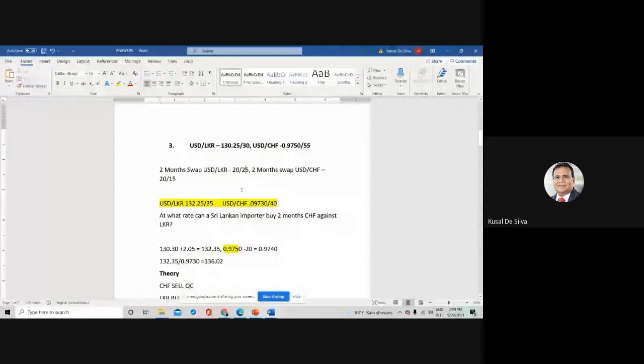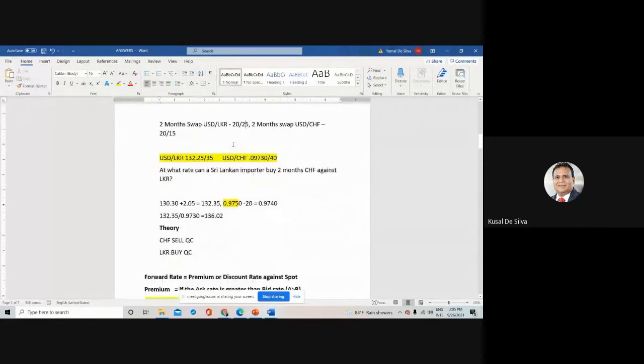You are basically doing this. I want to give you a different scenario. Here it's a premium. Here it's a discount. How does it become a premium? Your bid rate is more than the ask rate after 2 months. Here your bid rate is more than the ask rate after 2 months. This is a discount. This is a premium. So if it is a premium, you have to add it, and if it is a discount, you have to deduct. So I have given this.